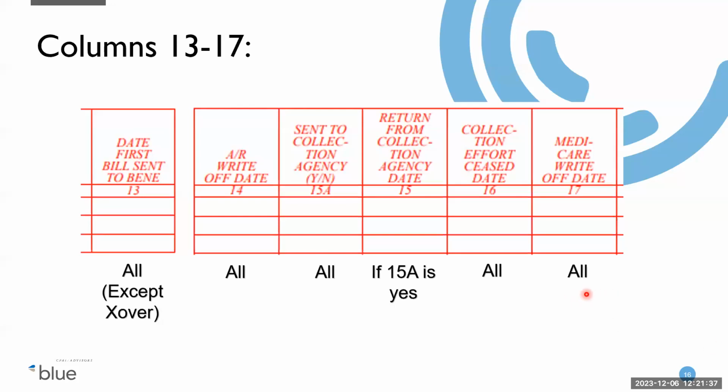And then column 17 is going to be the Medicare write-off date. So this is generally the date that, for a crossover, you're writing it off. For a charity, the date you're writing it off the hospital system. For traditional, the date you're writing it off to bad debt.